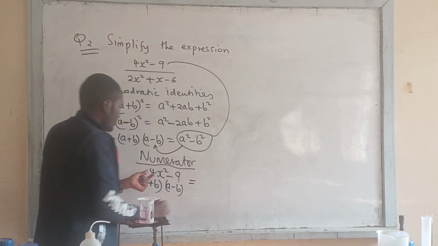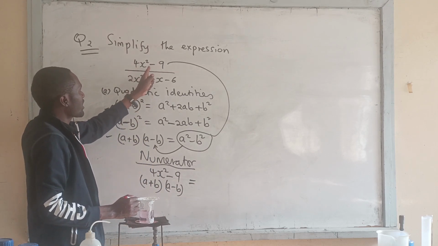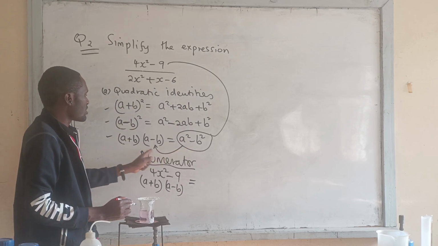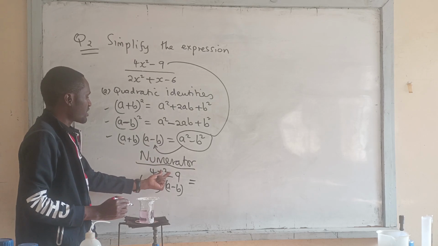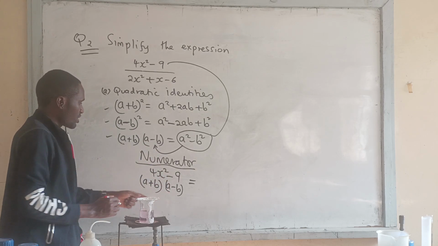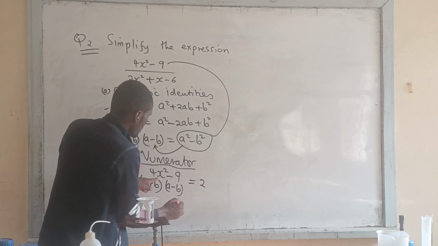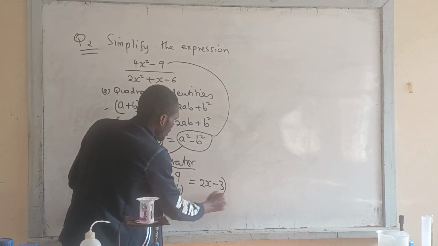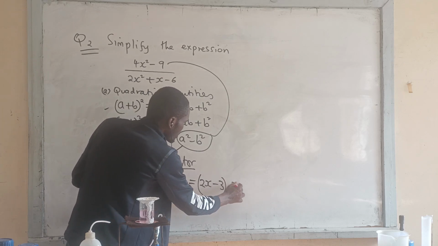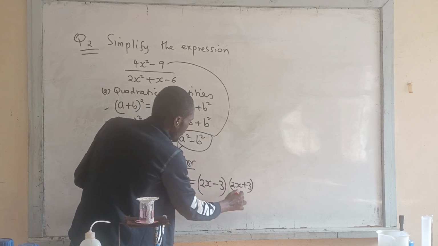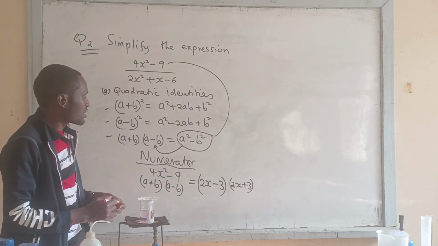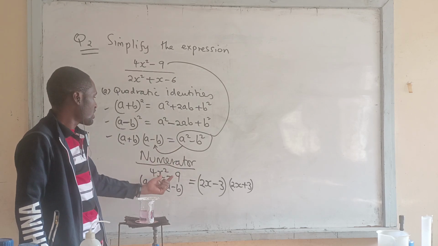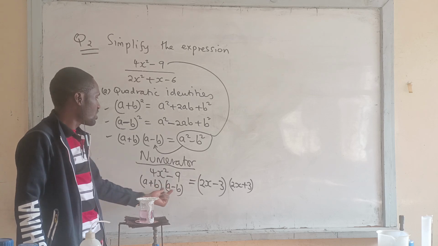You just come here. You want to change this form that has two terms, which is this third quadratic identity, and get this. So you pick this and write it into this form. Just get the square root of 4, which gives us 2. The square root of x squared gives us x, and minus the square root of 9, which gives us 3. Then write another expression, but this time use a positive sign. So I've actually done the numerator by employing the third quadratic identity, whereby I've written that expression into the form (a plus b)(a minus b).